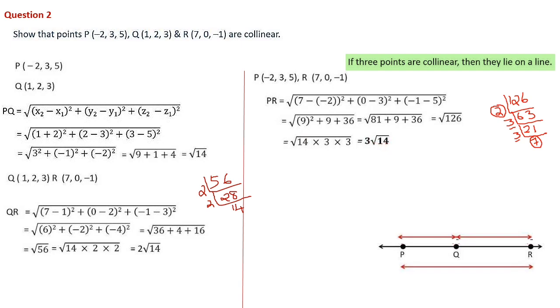Now as I said before, we can check PQ and QR. PQ and QR we can add. What is PQ? That is root 14 plus 2 root 14, which is 3 root 14. So the PR length we have got as 3 root 14. So that is equal to PR. Since PQ plus QR is equal to PR, we have got the points P, Q and R are collinear. So this is the proof.